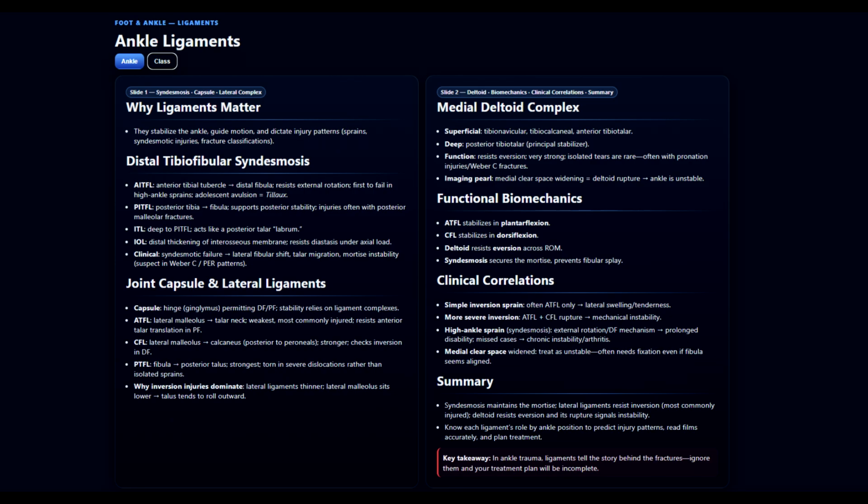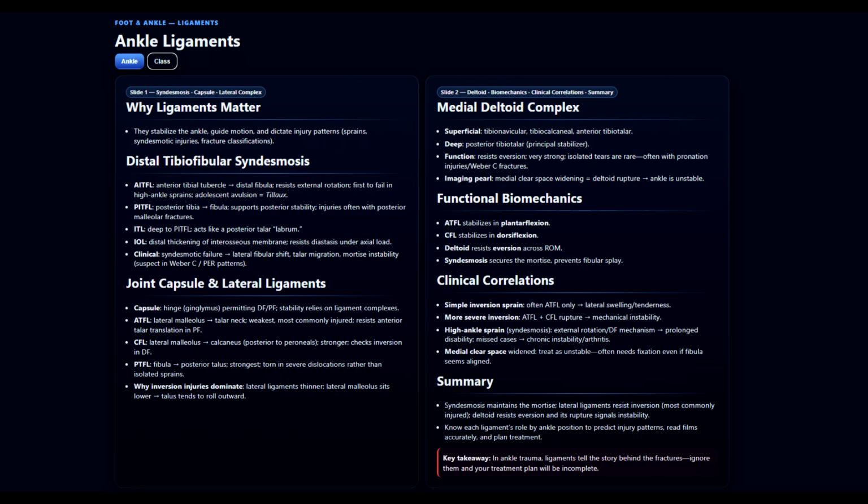High ankle sprains involving the syndesmosis are particularly problematic. They occur with external rotation or dorsiflexion injuries and result in prolonged disability. If not recognized and stabilized, they can lead to chronic instability and arthritis. Medial clear space widening on radiographs is a red flag for deltoid rupture. In these cases, even if the fibular fracture is aligned, the ankle mortise is unstable and fixation is necessary.